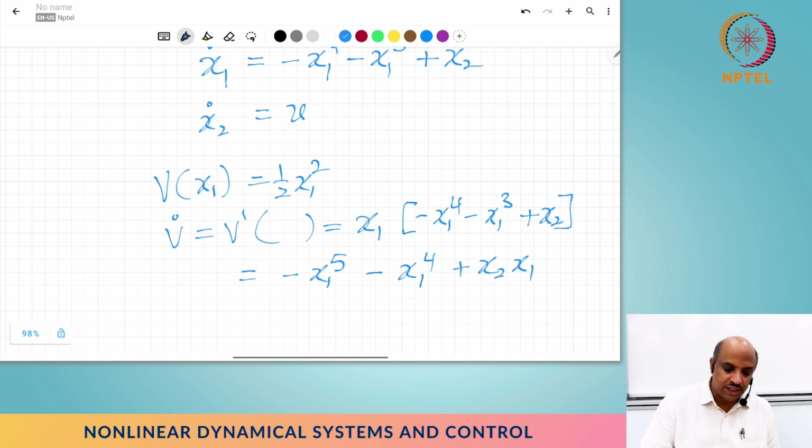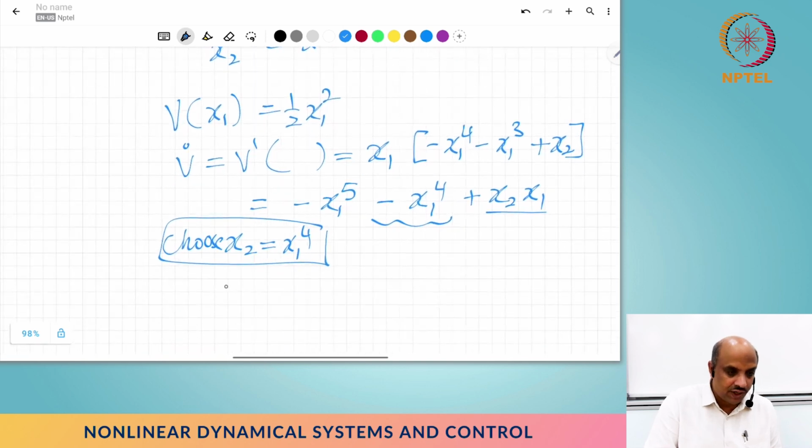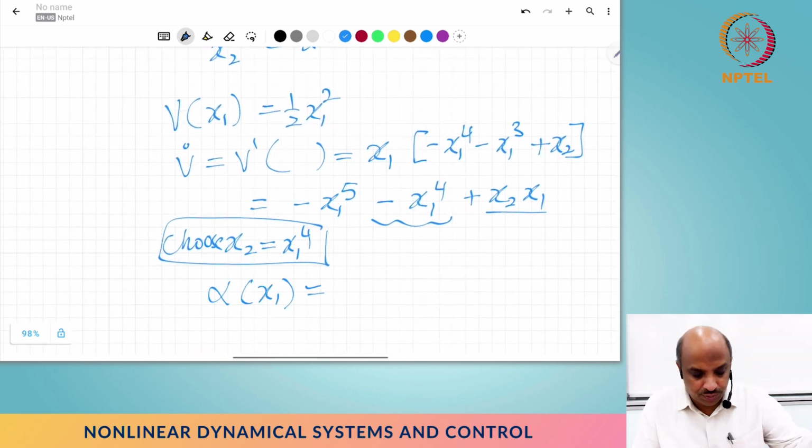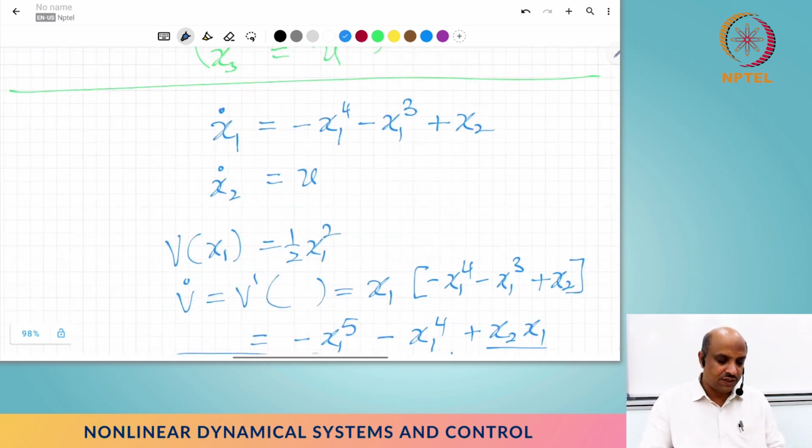Clearly this is a negative part, so it's a good thing for us to have, but the other is unfortunately sign indefinite. Depending on x1, it can be positive or negative, and that has to be cancelled. You can clearly see if I choose x2 equal to x1 to the power 4, that works out for me. In other words, alpha of x1, in the previous example, I can choose to be x1 to the power 4. All this is saying is that if I treat this first one as a feedback control problem and I choose x2 equal to x1 to the power 4, then this whole thing works.